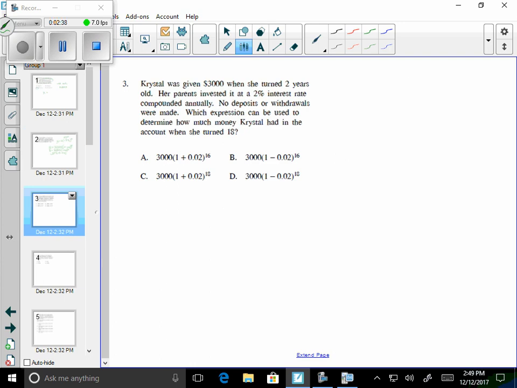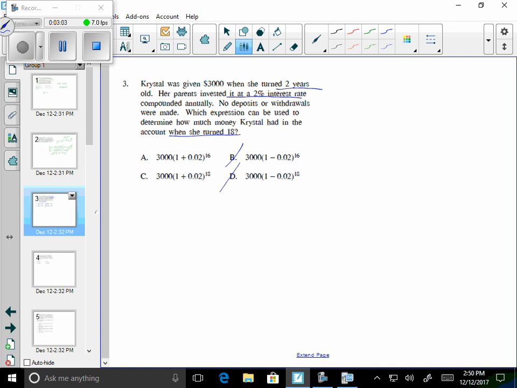In the third one, Crystal was given $3,000 when she turned 2, so that's going to become important later on. Her parents invested it at 2% interest. They want to know how much money she's going to have when she turned 18. Well, again, when you're investing money, you're making money. So the two answer choices that have minus signs are out.